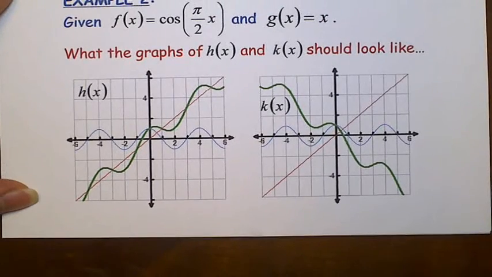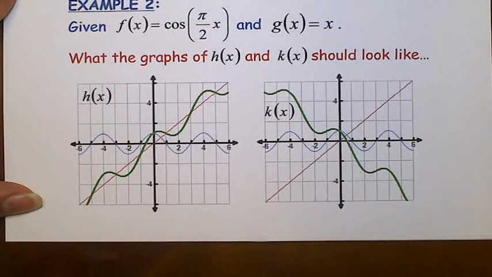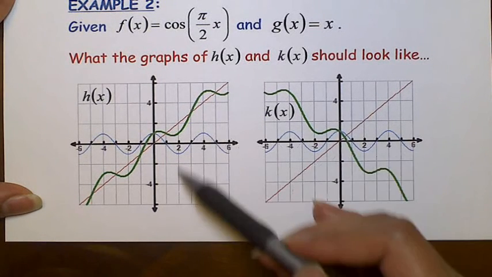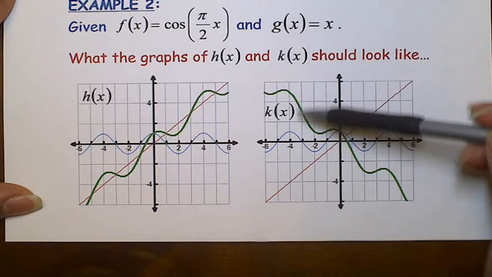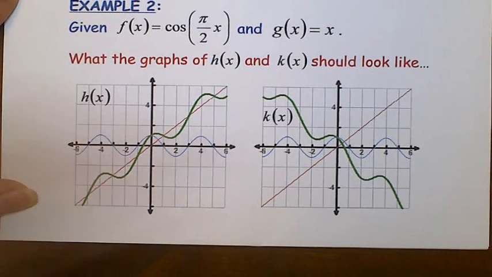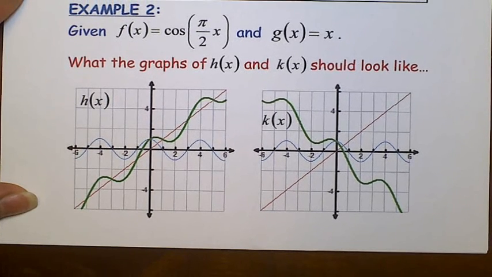So you'll notice that this graph goes up and to the right. We still have local maximums and minimums. And this one comes down and to the right. Again, we still have local maximums and minimums. So we're pretty close, but that's the way it should look like.